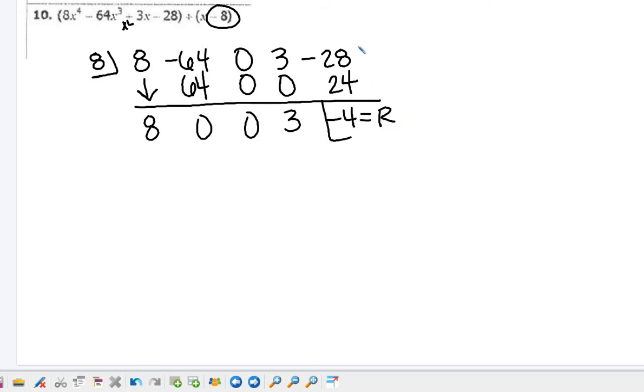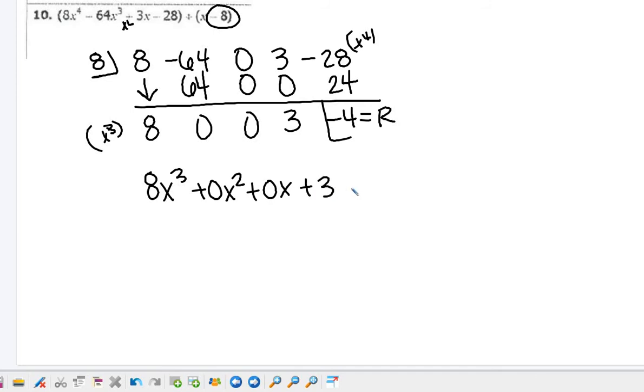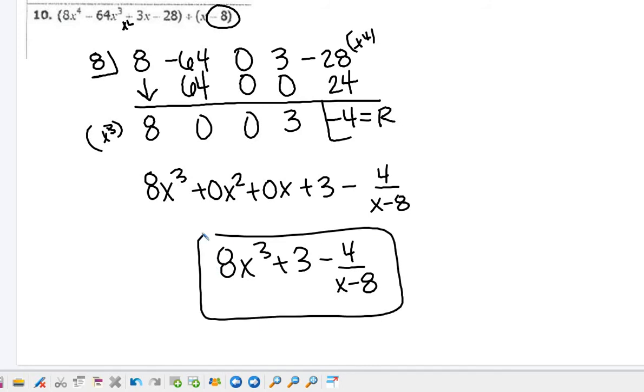So if this is a 4th degree, if I take 1x away, then this is a 3rd degree. So I have 8x cubed plus 0x squared plus 0x plus 3 minus 4 over my divisor. But now we know, since the history of forever, we don't have to write zeros. So this would just be 8x cubed plus 3 minus 4 over 8 minus x.